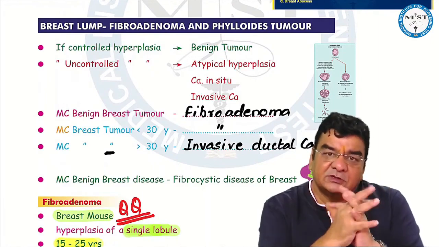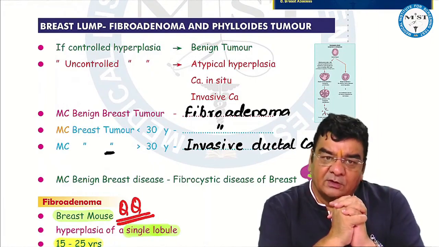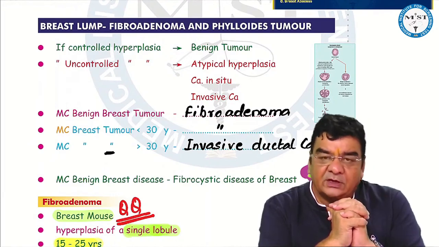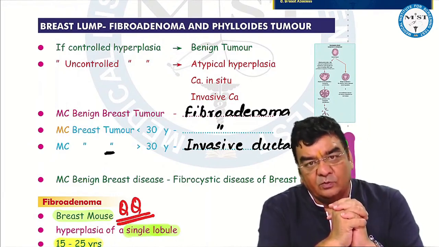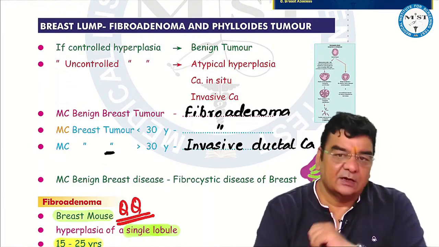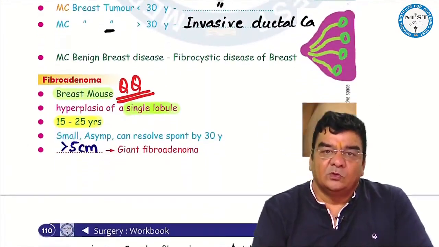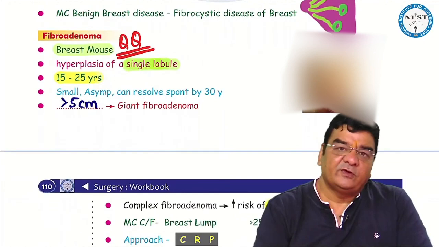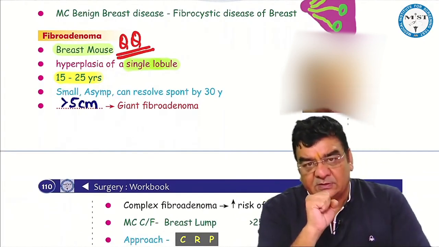Most common benign breast tumor is fibroadenoma. Most common breast tumor below 30 years of age is fibroadenoma. Most common breast tumor after 30 years of age is invasive ductal carcinoma. Most common benign breast disease is fibrocystic disease of the breast.